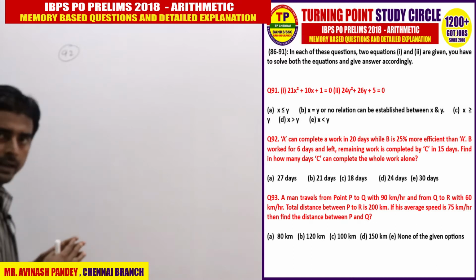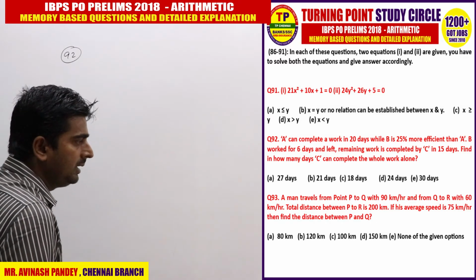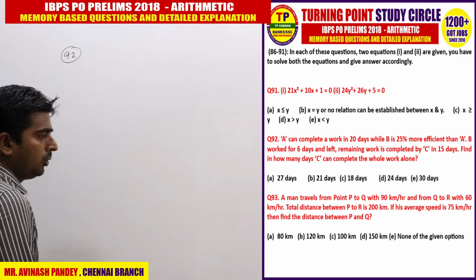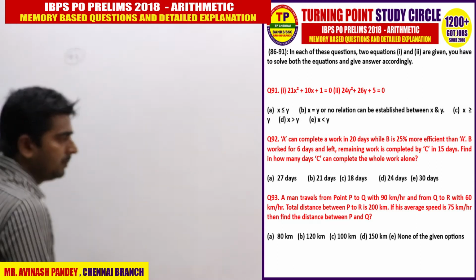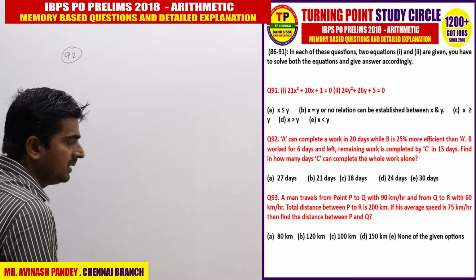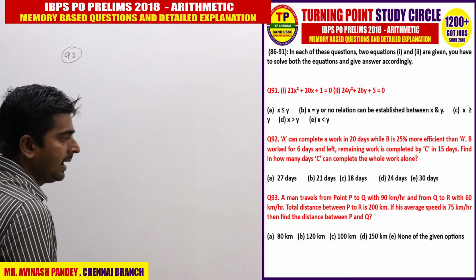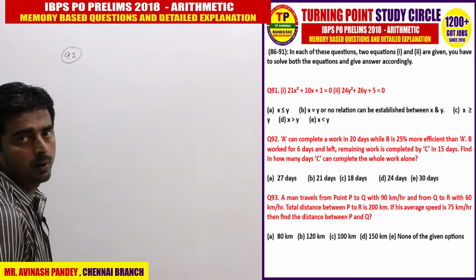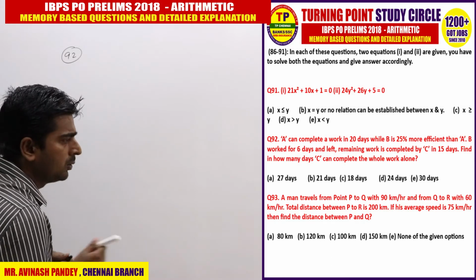Right, now we will see again some arithmetic questions. So when you see here, A can complete a work in 20 days while B is 25% more efficient than A. B worked for 6 days and left. The remaining work is completed by C in 15 days. Find in how many days C can complete the whole work alone, right? So it is a time and work question, a very simple question, right?